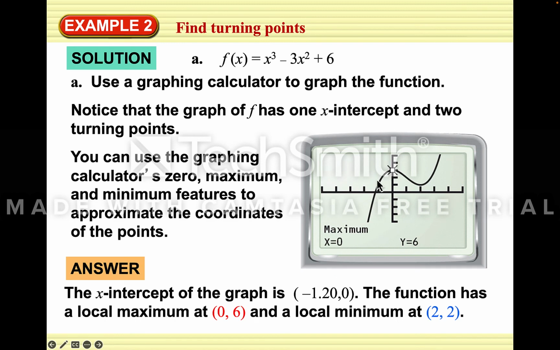And so if we find a 0 or x-intercept here, we find that it is at negative 1.20, and it has a local maximum at 0.6. See how it looks like the top of a mountain right there? That means it's a maximum, and a local minimum at 2.2. Now the maximum itself is the function value 6. It occurs at 0, and the local minimum is 2 because the y value is 2. It happens to occur at an x value of 2 as well.